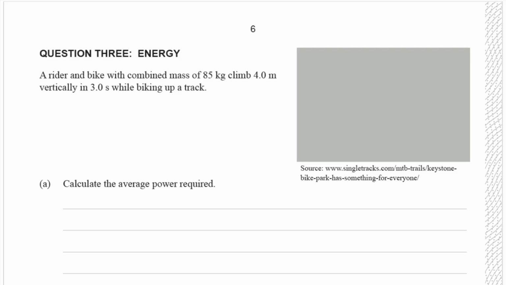Question 3, energy. A rider and bike with combined mass of 85 kg climb 4.0 meters vertically in 3.0 seconds while biking up a track. Calculate the average power required. Cool.